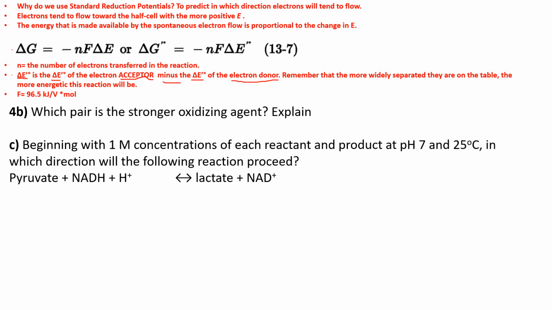For question 4b, which pair is the stronger oxidizing agent? So this is referring to part A, and based on all the definitions and information that I've given, you should be able to answer this question. And then for part C, beginning with 1 molar concentrations of each reactant and product at pH 7 and 25 degrees Celsius, in which direction will the following reaction proceed? You should also be able to answer this question based on the information given.